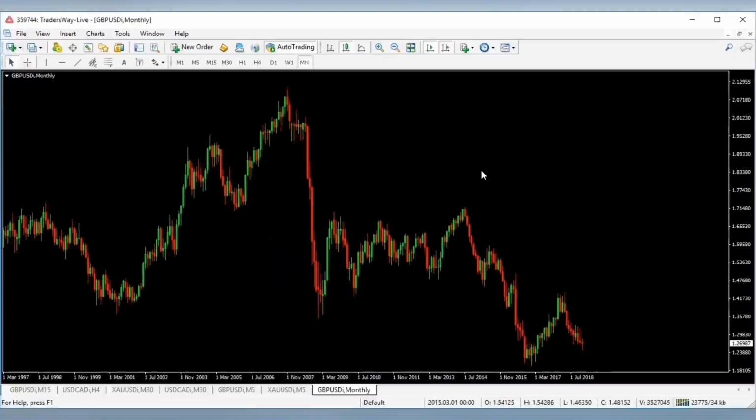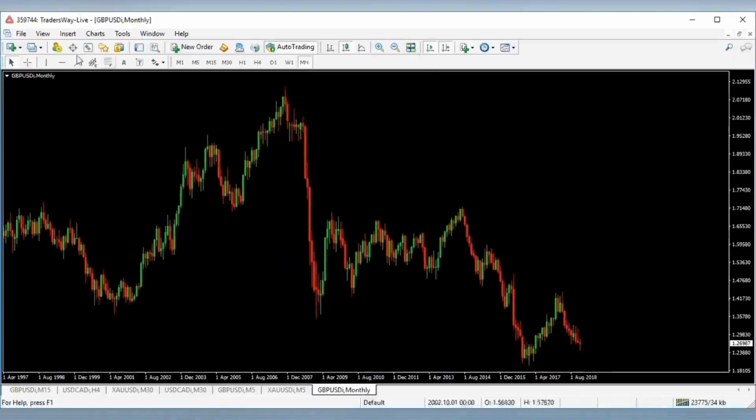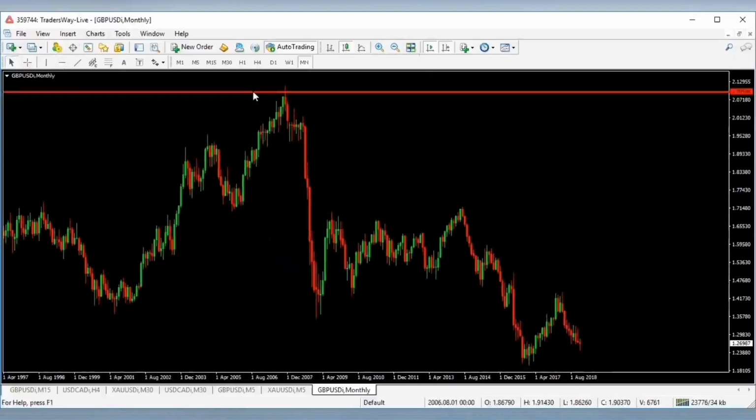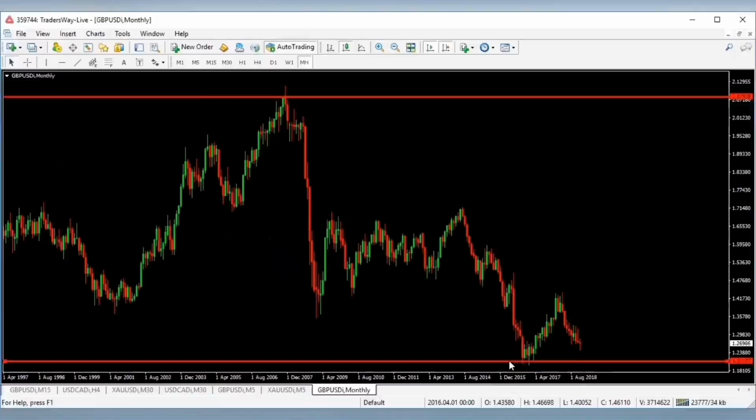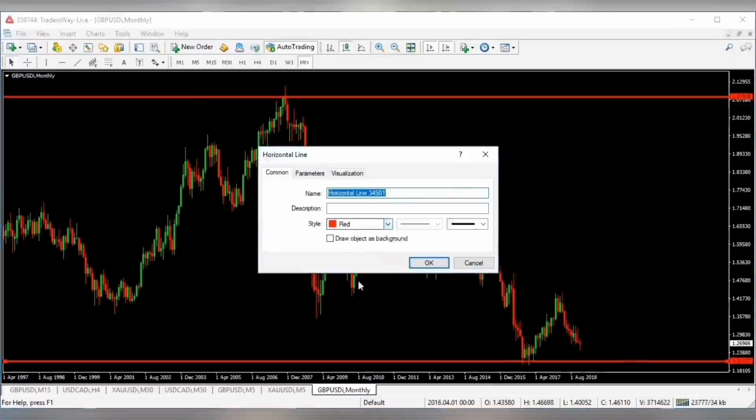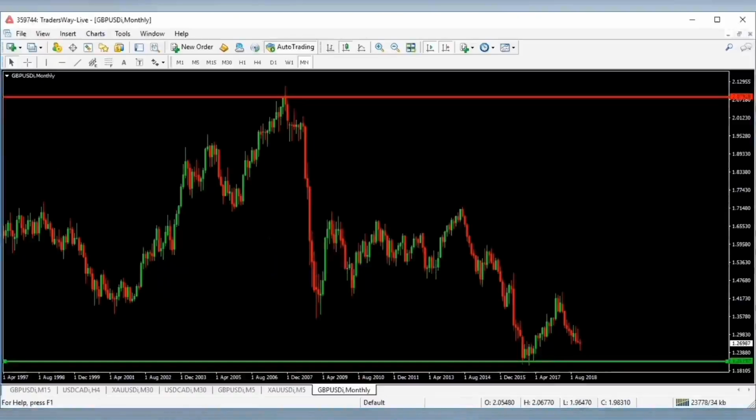First and foremost, to find trend breakouts, you have to know the highest point and the lowest point of the market. This is the highest point of the market on the monthly time frame. And this is the lowest point of the market on the monthly time frame. Right now, as you could see, we had a major sell that started here, and ever since then, we have been on a downtrend.